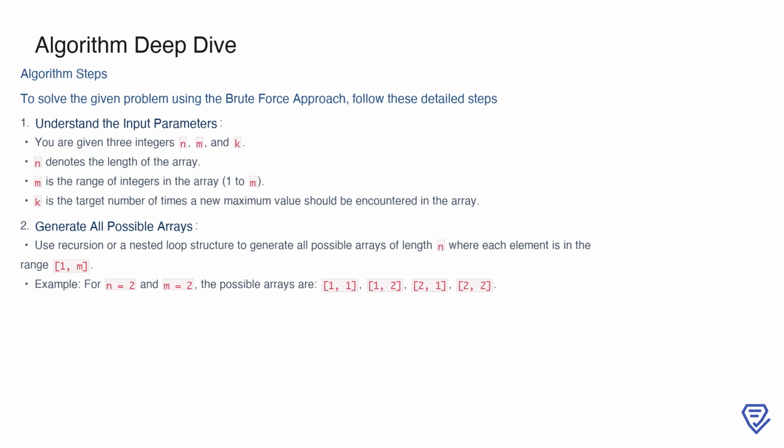Once the inputs are clear, the next step involves generating all possible arrays of length n where the values lie within the range 1 to m. This can be achieved using recursion or nested loops. For example, if n is 2 and m is 2, the possible arrays are [1, 1], [1, 2], [2, 1], and [2, 2]. This step essentially lays the foundation for evaluating all potential combinations that might satisfy the problem's constraints.